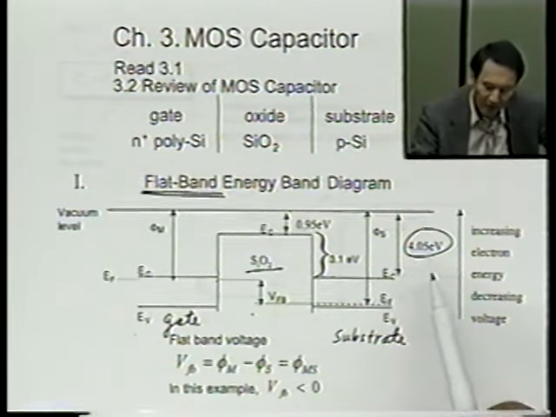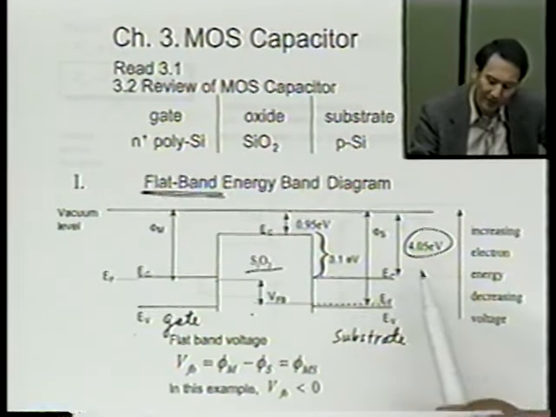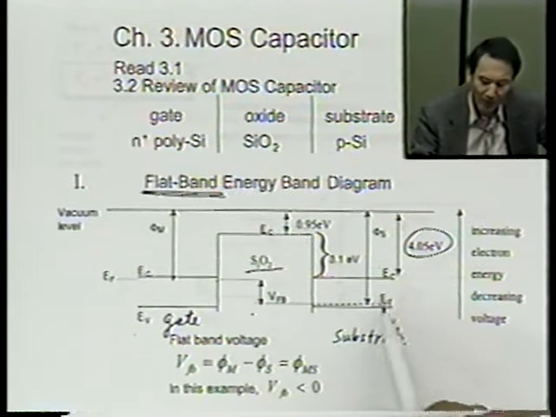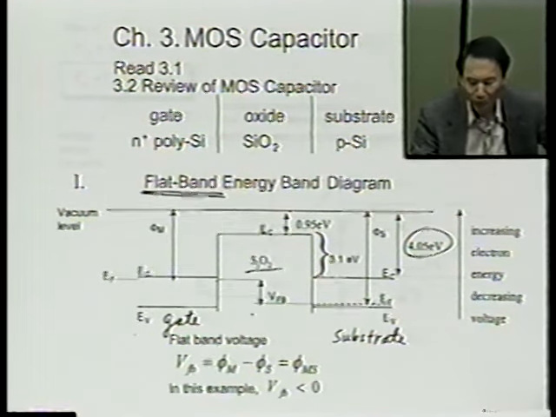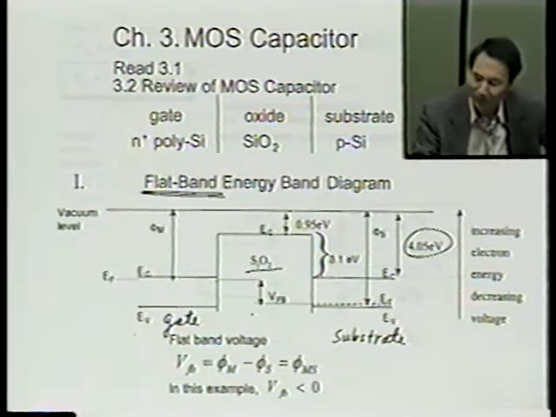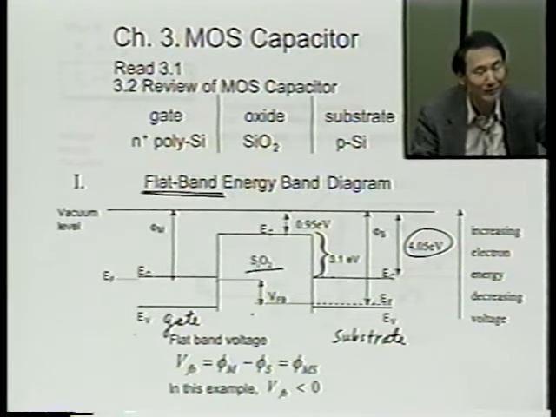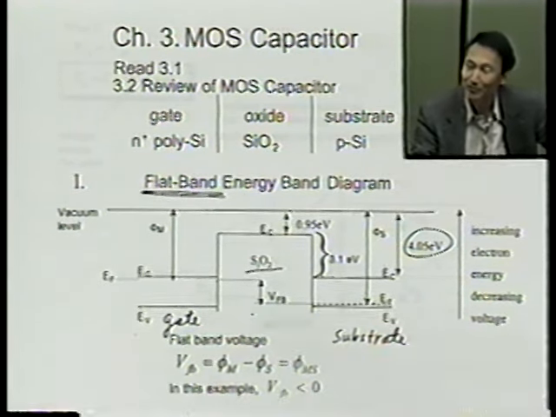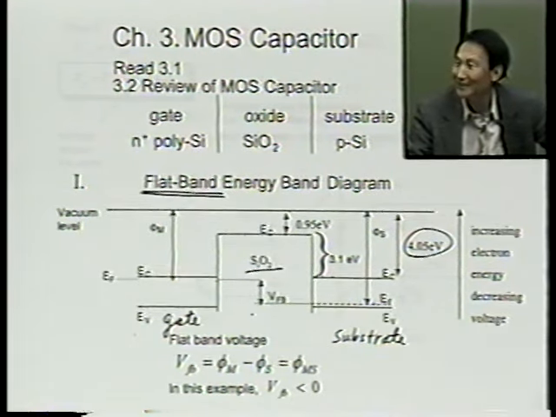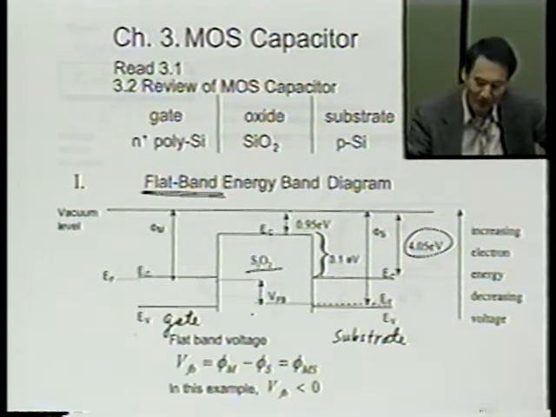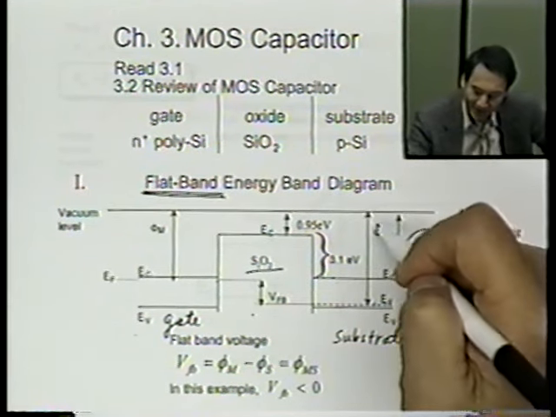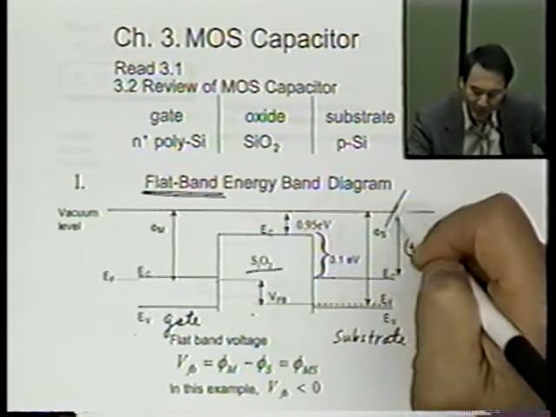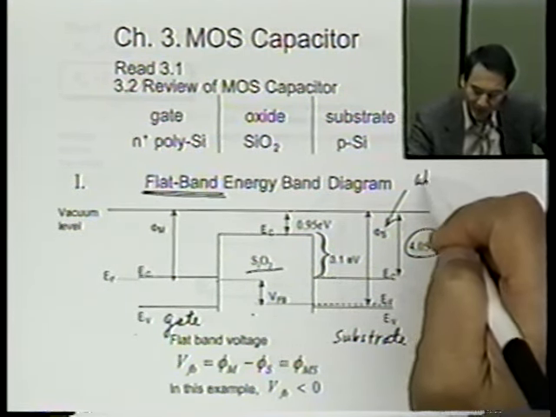Another quantity that's useful to know is the separation between the vacuum level and the Fermi level. What do we call that separation? The difference between the vacuum level and the Fermi level of a material is the blank of this material. What is that? The work function, that's right. Phi S, S stands for the substrate or semiconductor work function, right? So this is the work function.